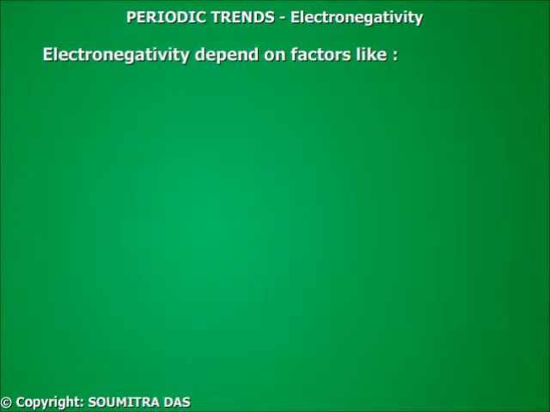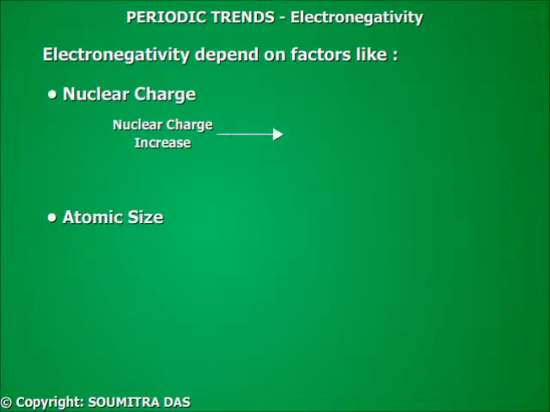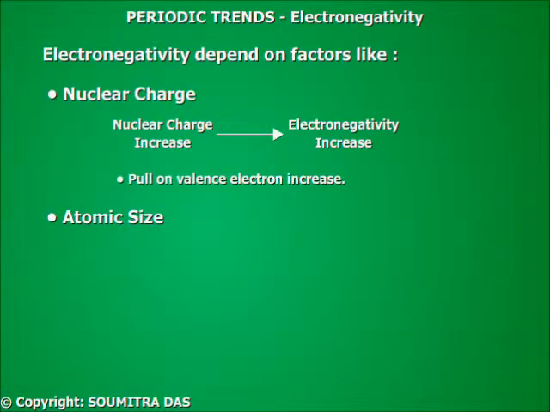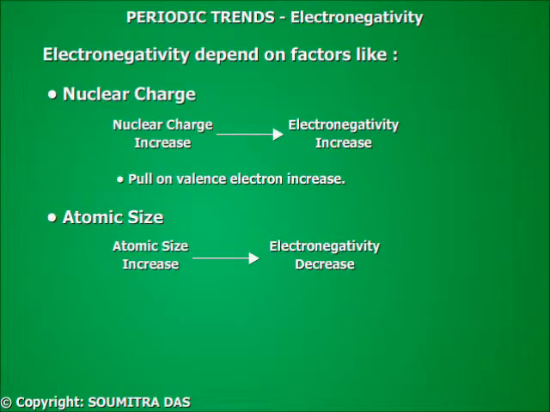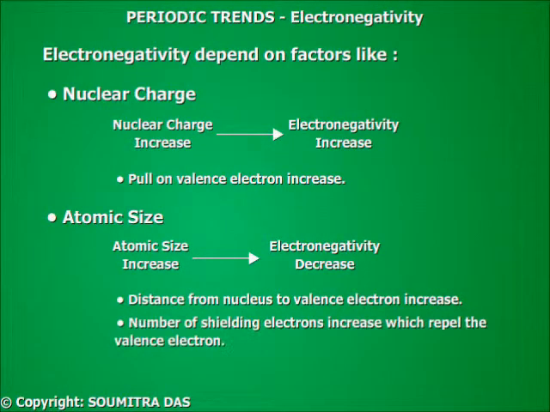Electronegativity depends on factors like nuclear charge and atomic size. As nuclear charge increases, the electronegativity increases due to increased pull on the valence electron. As atomic size increases, electronegativity decreases because the valence electron is now further away from the nucleus, with the inner shielding electrons contributing to a repelling effect.